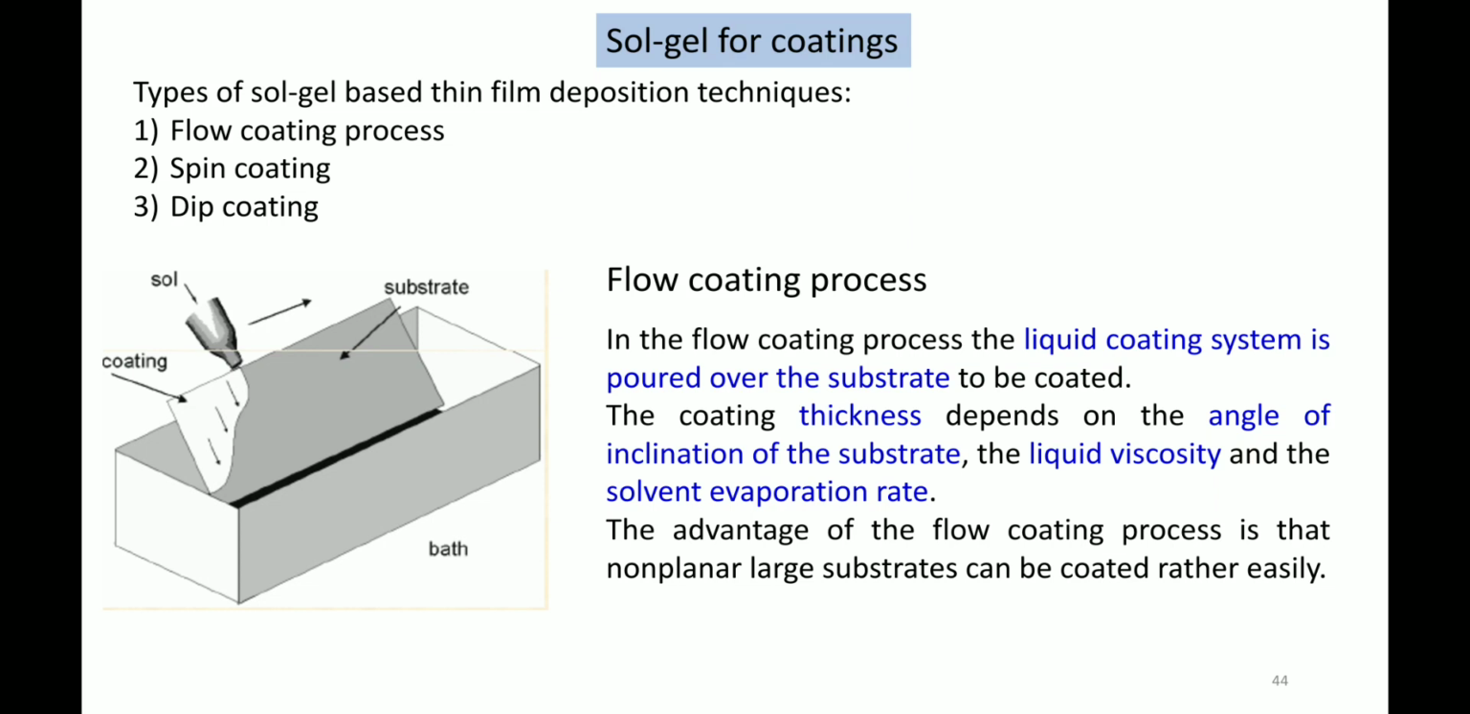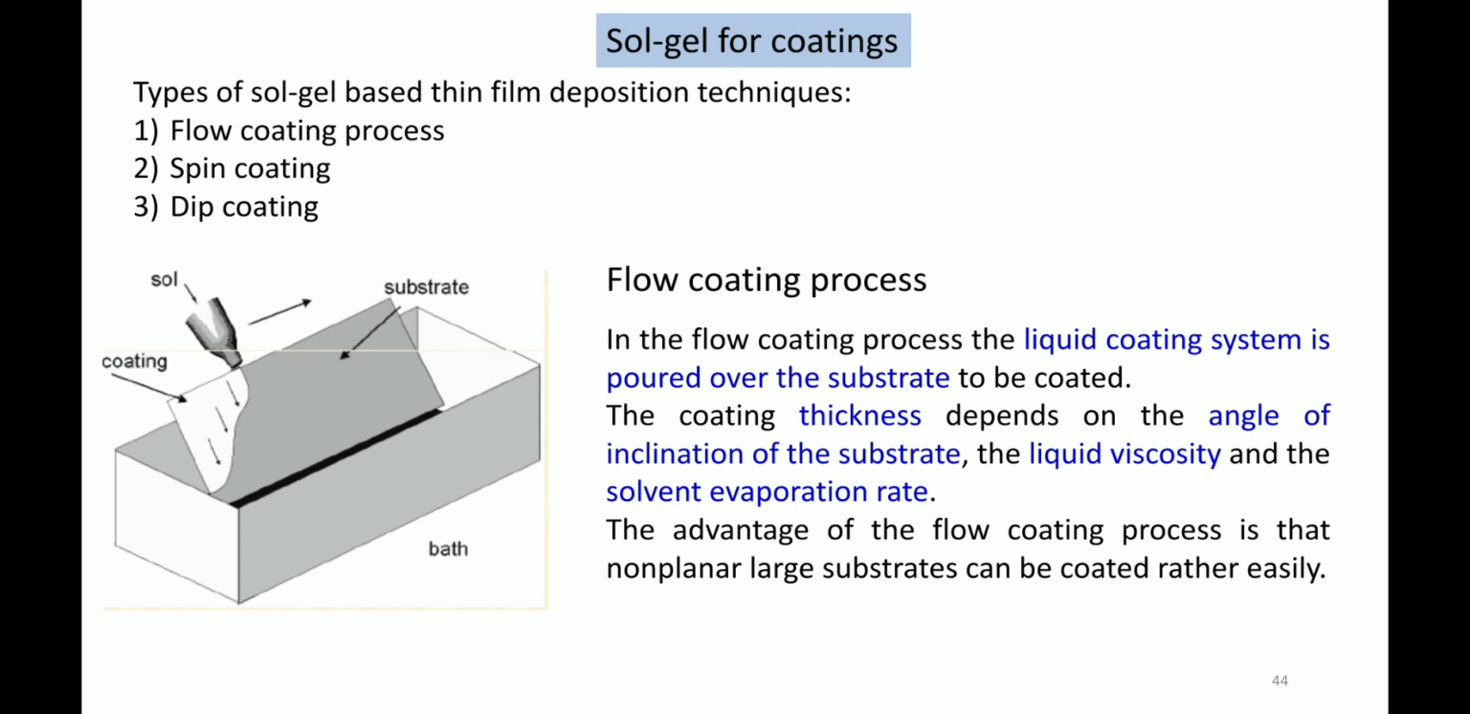And the last point is the solvent evaporation rate. Now which type of solvent you are using? If the evaporation rate is very low, it is not evaporating immediately, then what happens, the coating thickness is very high. If the solvent evaporation rate is very fast, then the coating thickness will be low. So accordingly you have to choose this parameter in order to control the thickness of the coating.